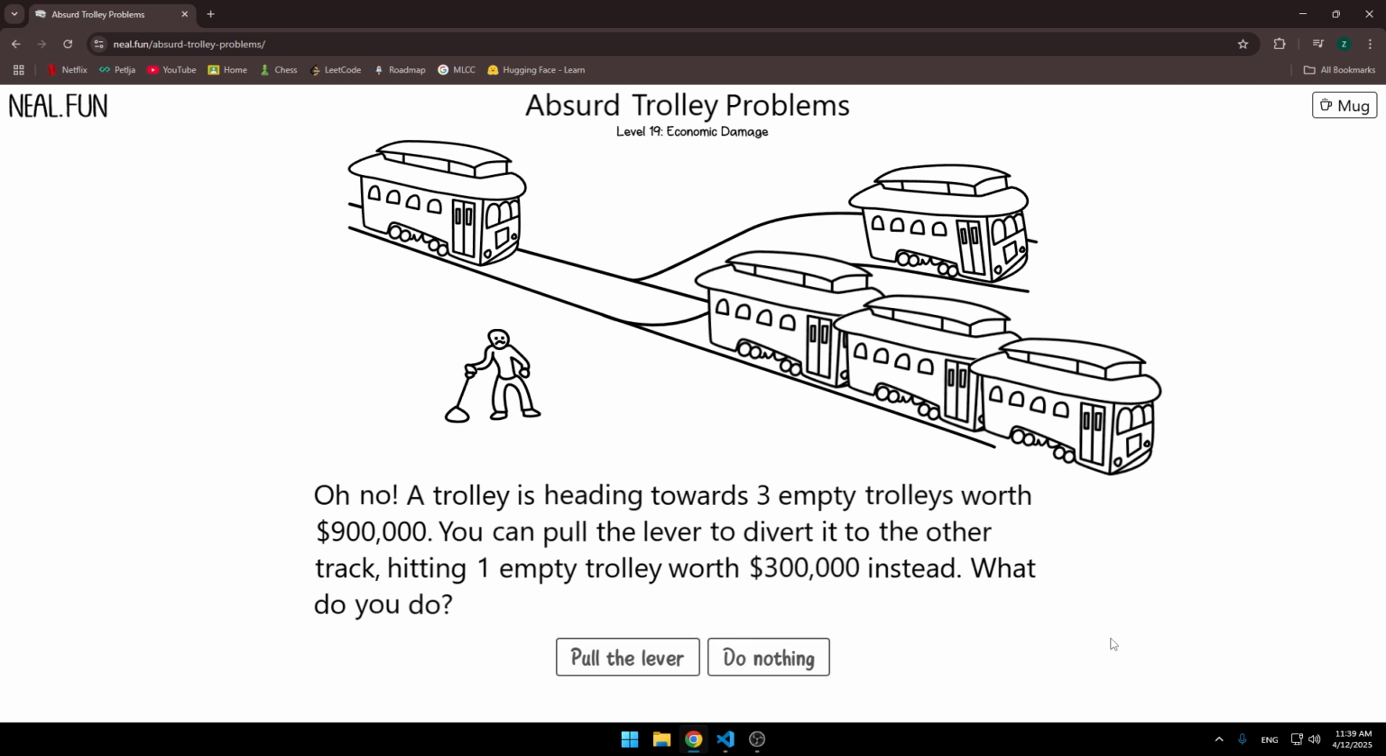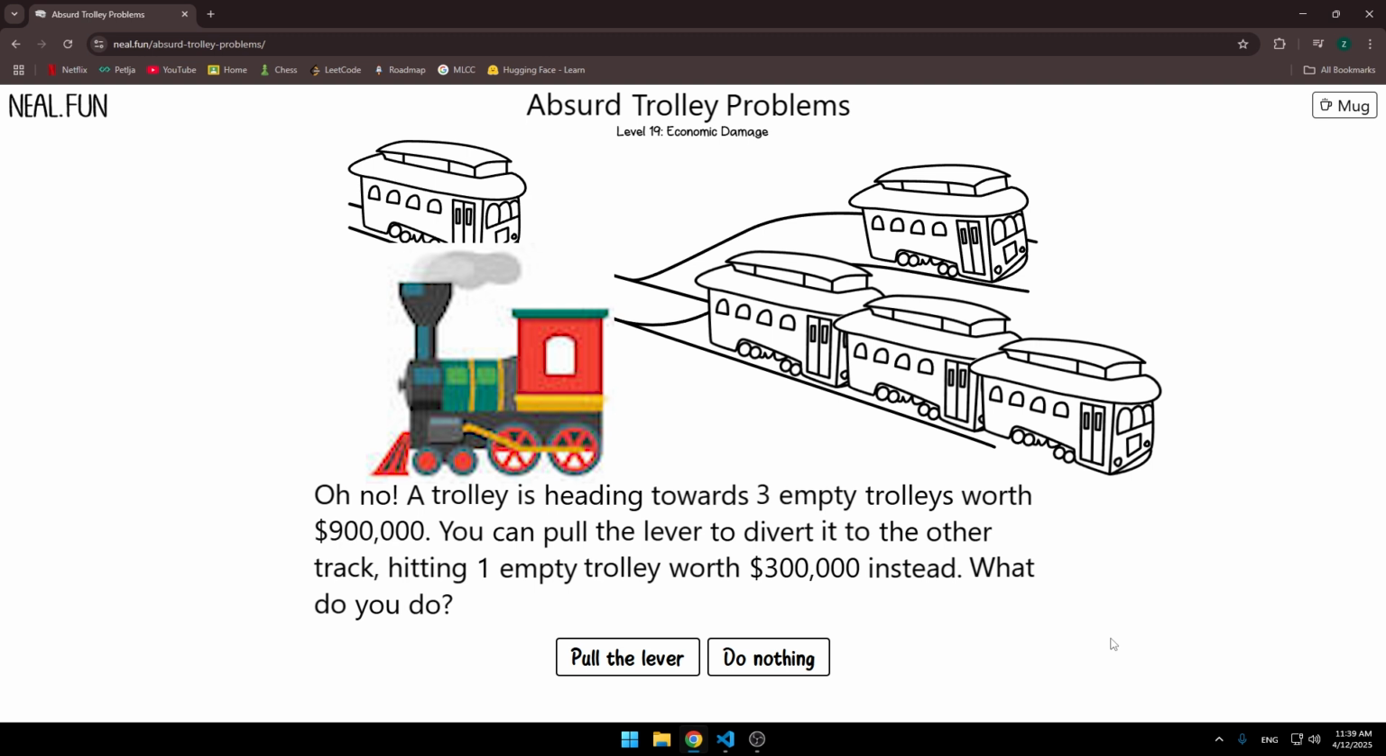Oh no, a trolley is heading towards 3 empty trolleys worth $900,000. You can pull the lever to divert to the other track, hitting 1 empty trolley worth $300,000 instead. What do you do? You just can't pull the lever here, right? I don't know what else you would do, honestly. Let's see. No? Pull the lever. There we go. Locomotive dashing away.